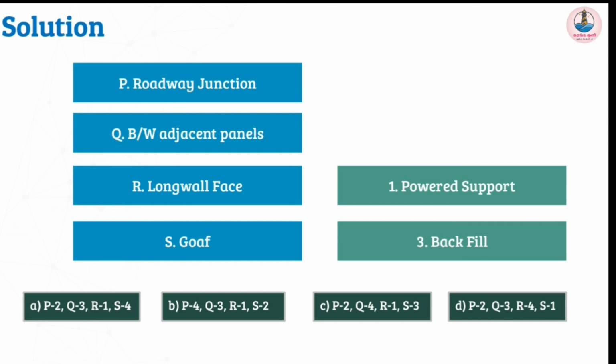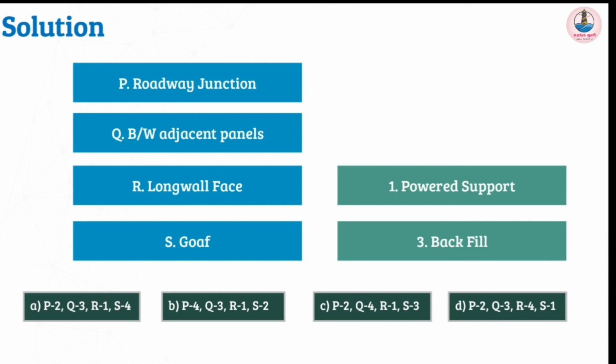You can see in option A, R is 1 and S is 4. Oh, it is not matching. So A is not correct. In B, you can see R1 and S2. It is also not matching. In C, it is R1 and S3. Okay, it is matching with my answer. And in D, it is R4 and S1. It is also not matching. So with my guess, I am sure that option C is correct.